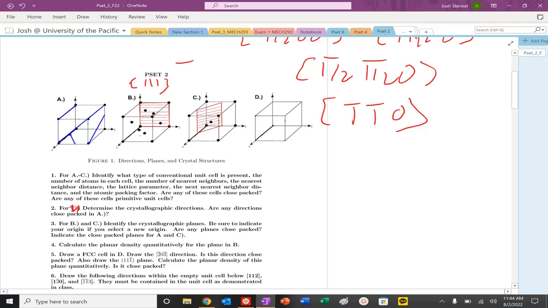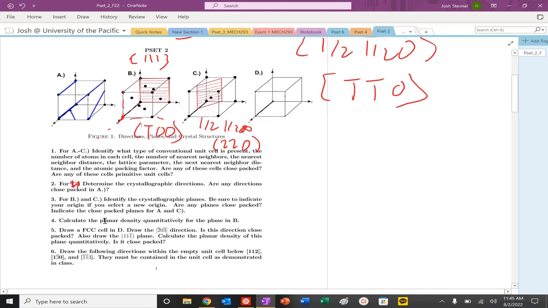So for B, I'm going to choose a new origin. I'm going to choose it over here. So my intercept is going to be at -1, so my plane is -1, 0, 0. I'm going to keep my origin here. My intercepts are going to be 1/2, 0, or infinity. So my plane is going to be 2, 2, 0. Identify planes, indicate origin. Are the planes close packed? No, they are not. Again, just from what we just talked about previously.